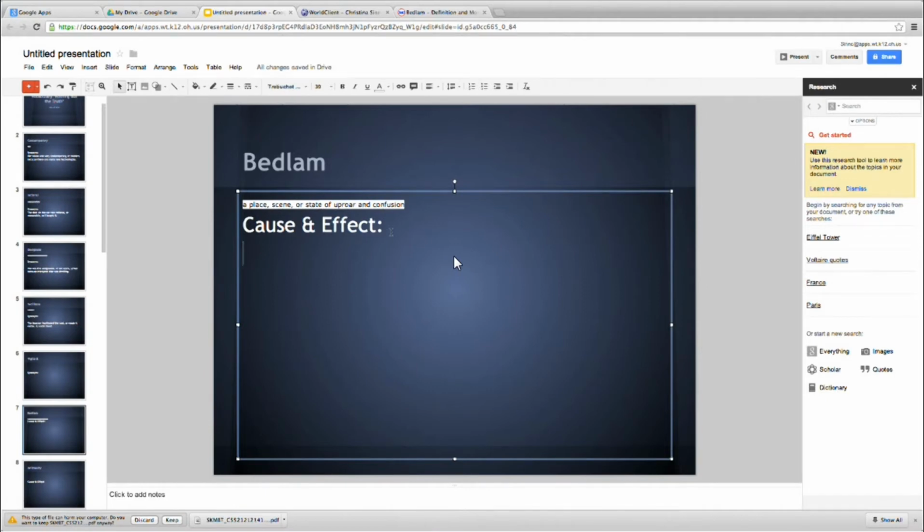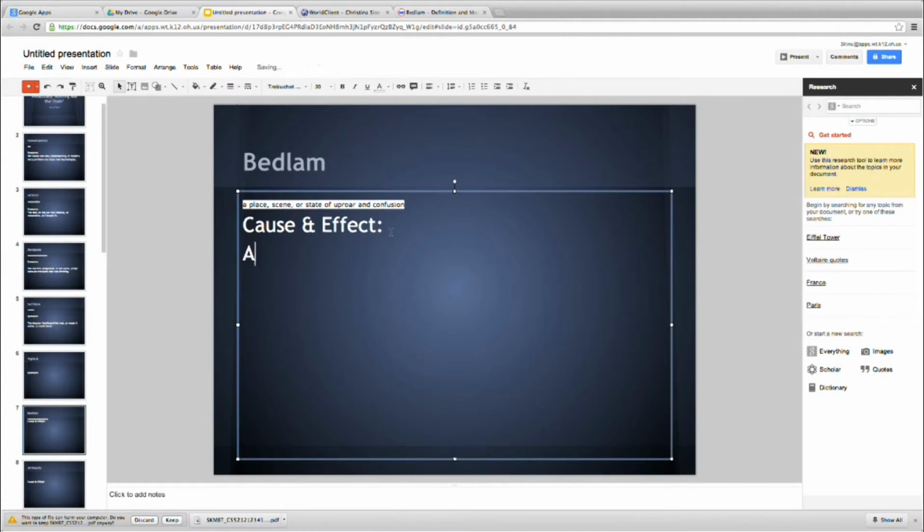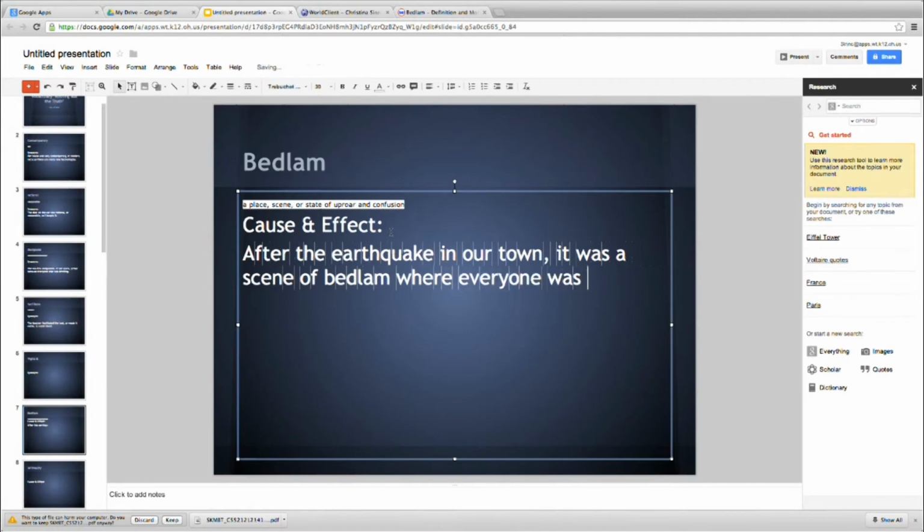What about a natural disaster? A fire. Hurricane Sandy. An earthquake? Do you think an earthquake would cause bedlam? Yes. Okay, so here would be an easy sentence. After the earthquake, Q-U-A-K-E, in our town, it was a scene of bedlam where everyone was running around like crazy people. The cause, the earthquake, and we understand what bedlam was, right? It's craziness. All right, let's look at the next one.